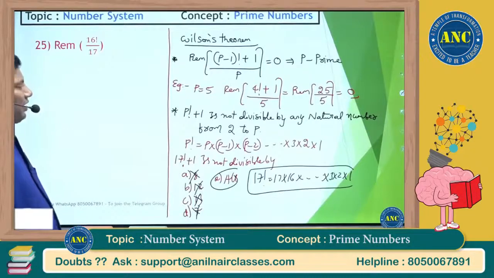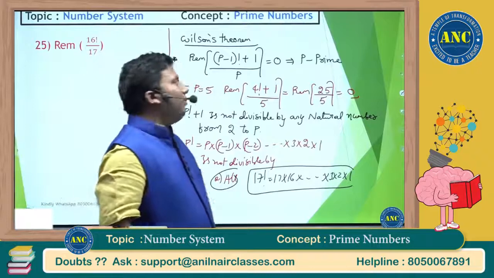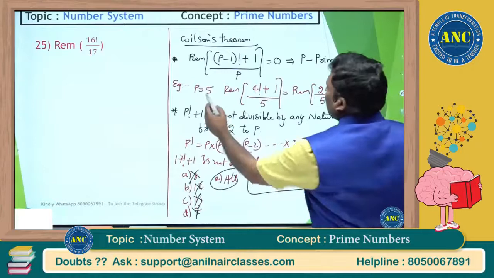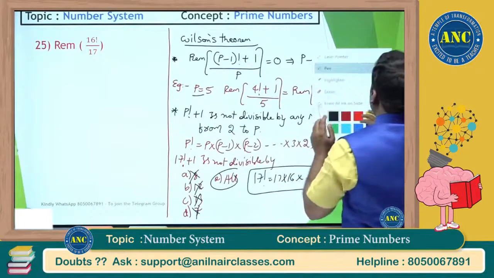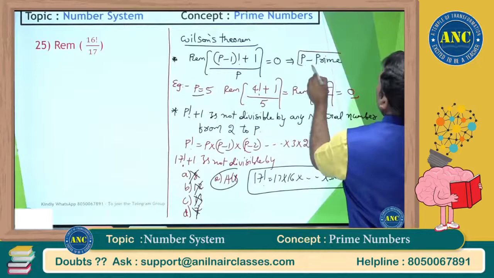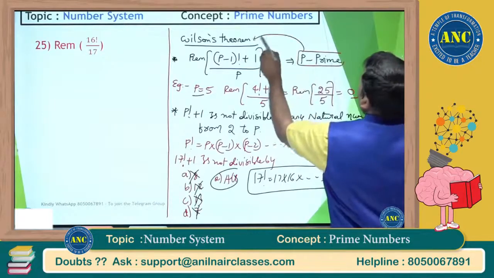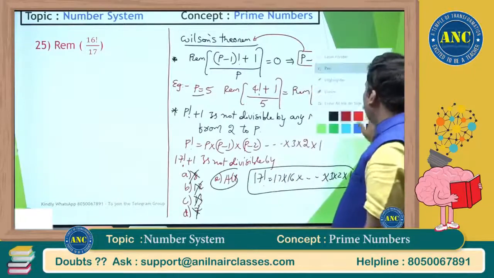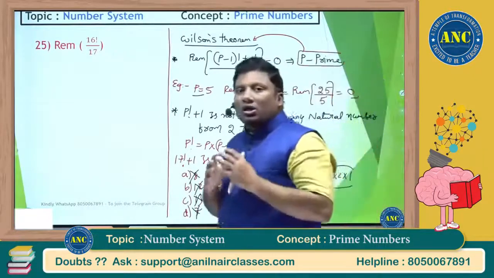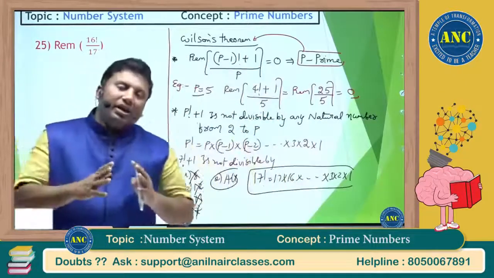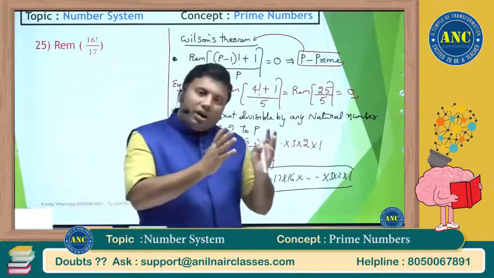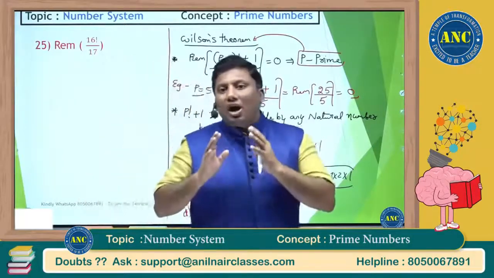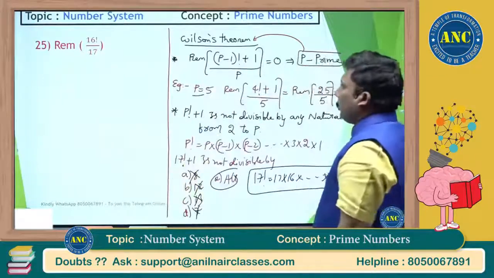(p minus 1) factorial plus 1, when divided by p, the remainder is 0 when p is prime. Wilson's theorem holds good only when the denominator is a prime number. Wilson's theorem, Fermat's theorem, all these hold good only when the denominator is a prime number. Then you can use other theorems like Euler's theorem when the denominator is a composite number.